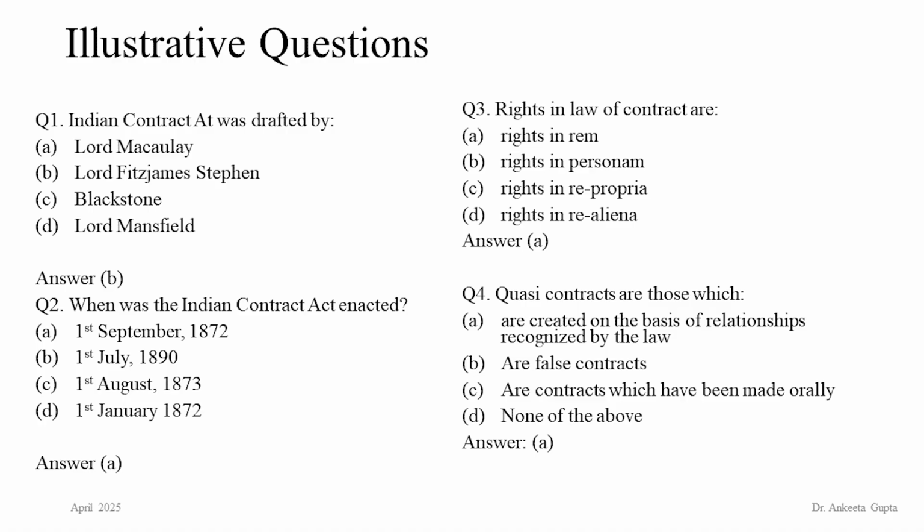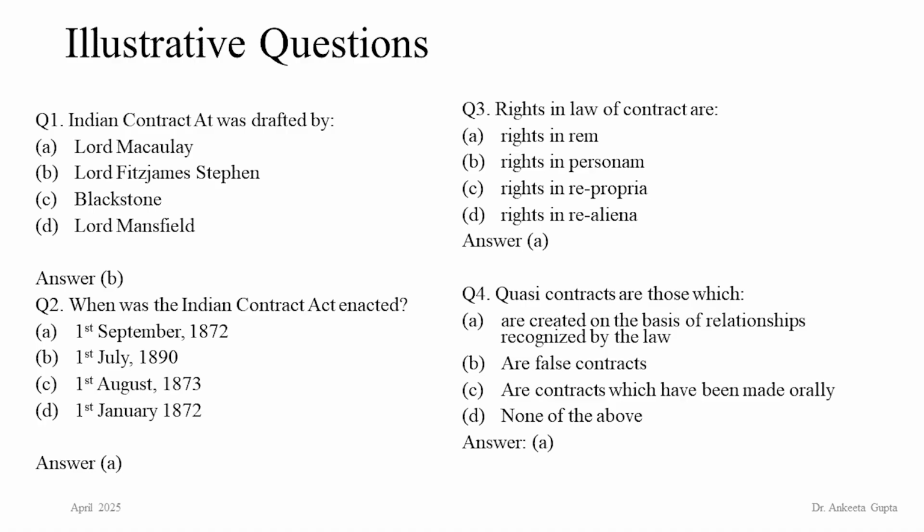The Indian Contract Act was drafted by Lord Fitzjames Stephen. Then, when was the Indian Contract Act enacted? Here I've given you these dates: 1st September, 1st July, 1st August, 1st January. Then the law of contract, rights in law of contract are rights in rem or rights in personam. Now here you have to be very careful in taking the answer, because rights in re propria, in re aliena, these have not even been discussed till now.